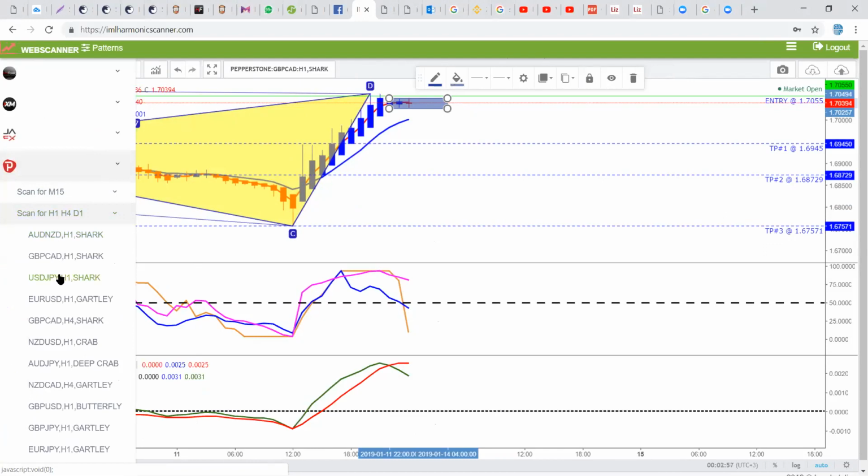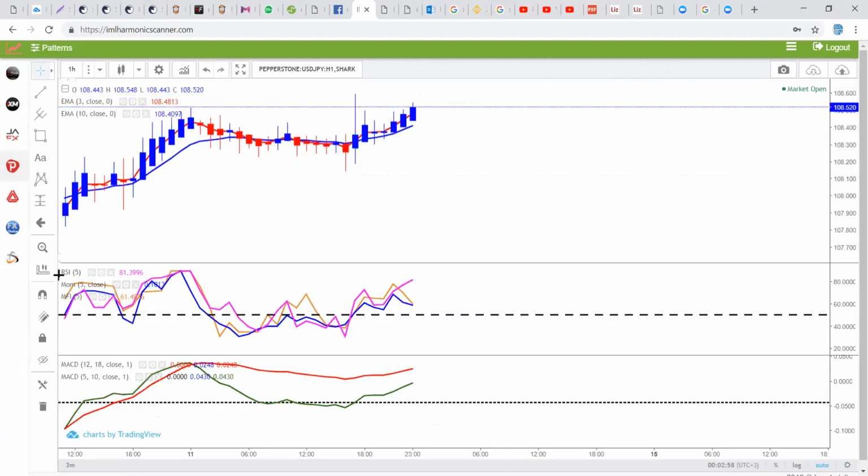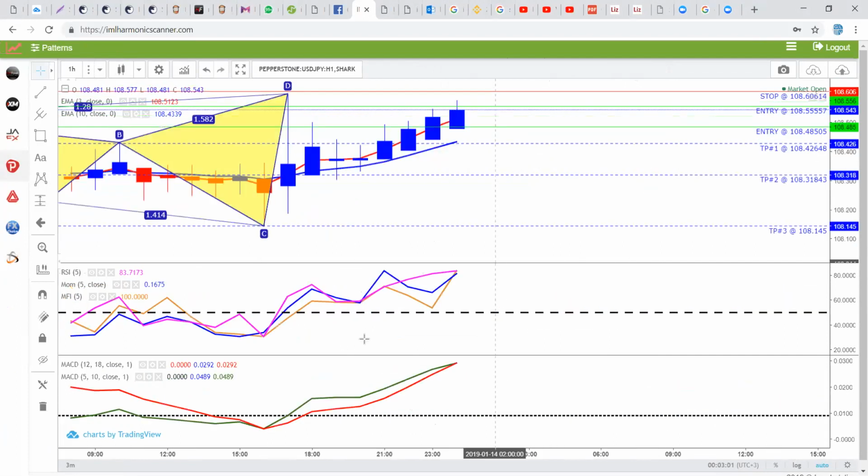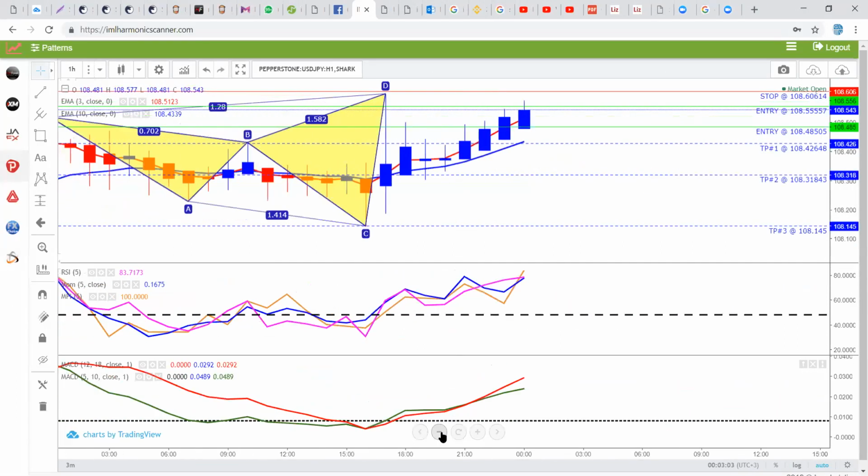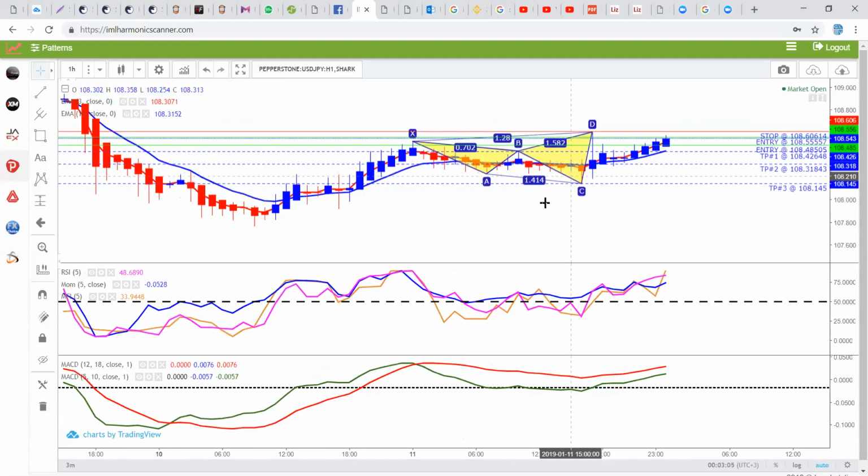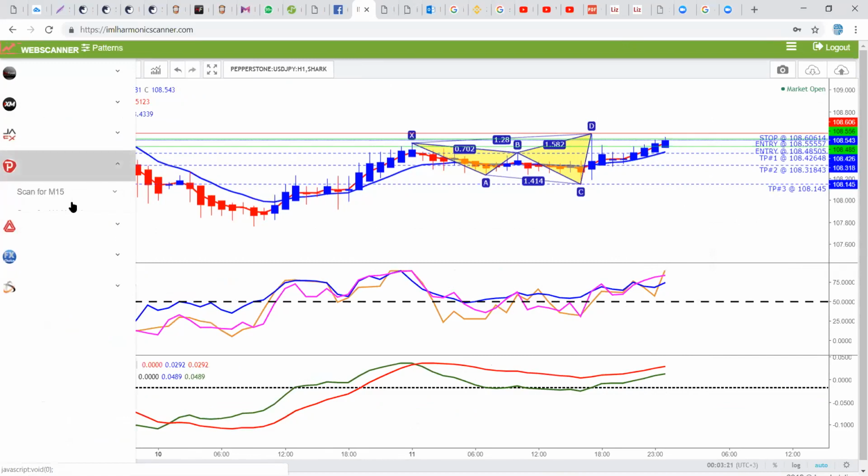Let's look at USD JPY. USD JPY still shows that the momentum is up. You can see flat bottom. Shows that the momentum is up. These are up, these are up. So it's not even the time to look at this one at all. So you don't have to look at this at all.